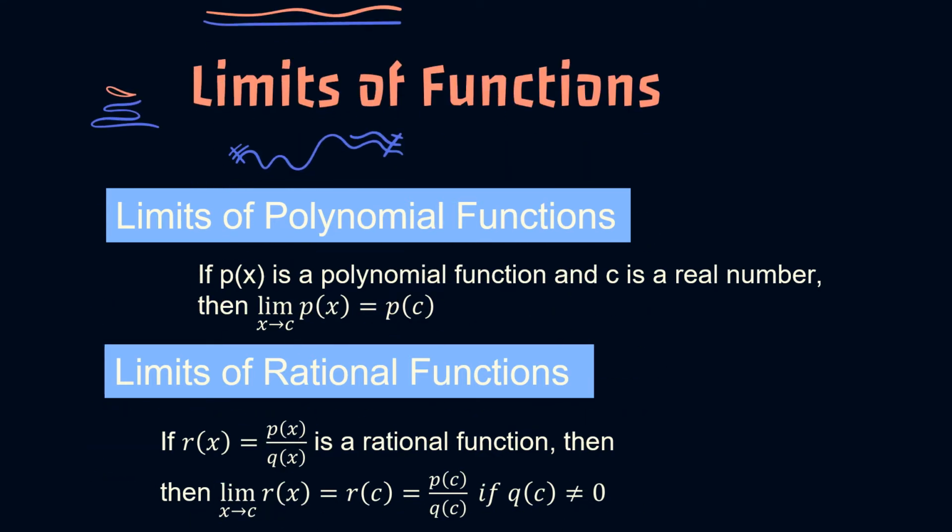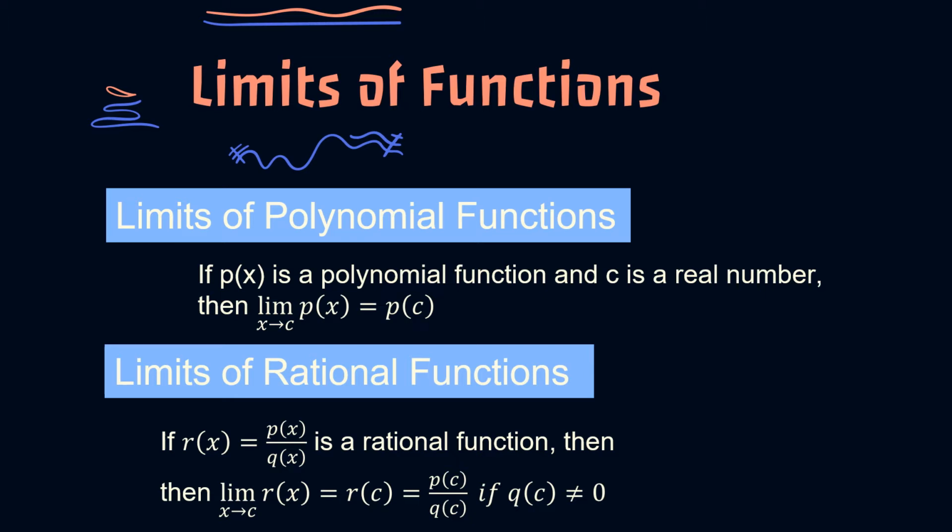There are two properties of limits that we're going to need in this section. One of them is limits of polynomial functions. If p of x is a polynomial function and c is a real number, then the limit of the polynomial function p of x as x gets close to c is equal to p of c. So we evaluate the function at the value c.